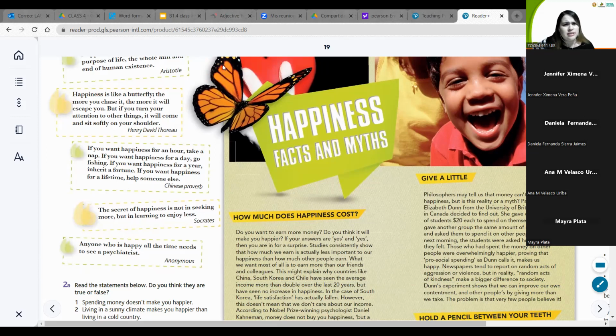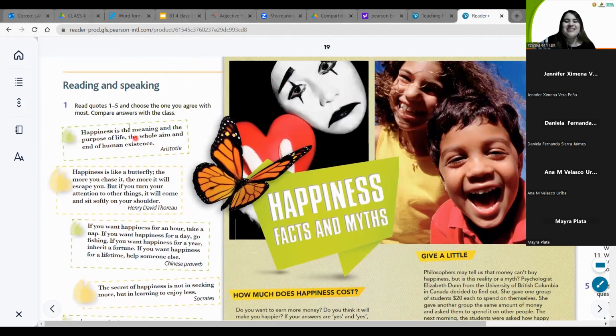Andres, I think it was Andres. Yes, Andres, go ahead. Number 4. The secret of happiness is not in seeking more, but in learning to enjoy less. By Socrates. And I'm going to read the last one. Anyone who is happy all the time needs to see a psychiatrist. What do you think, guys? Is there a quote that you agree with most?